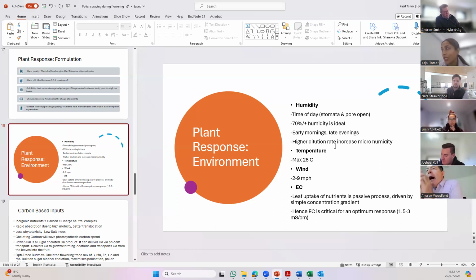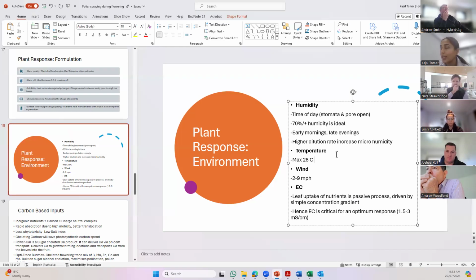Higher dilution rate increases the microhumidity. So if we are going out and spraying during the day when the humidity is not quite there, just a high dilution rate will, I guess, make a bit of a microhumidity around the leaf as well. So that will help as well.